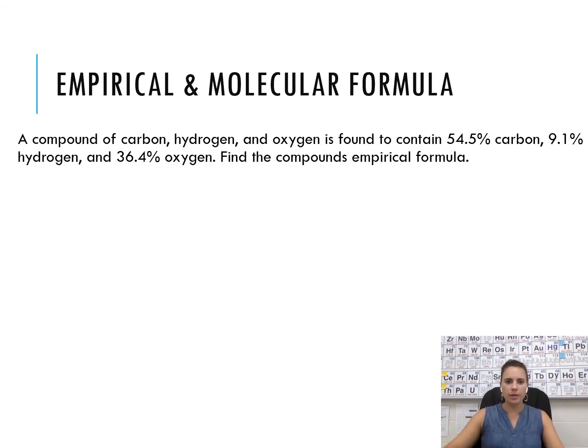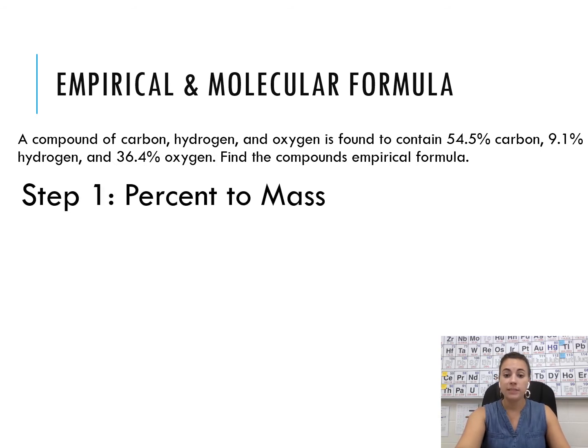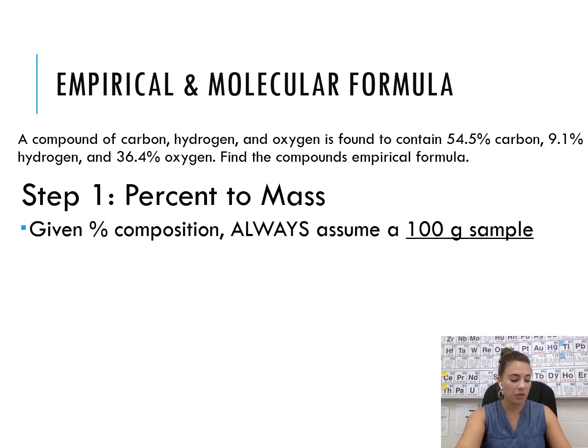A compound of carbon, hydrogen, and oxygen is found to contain 54.5% carbon, 9.1% hydrogen, and 36.4% oxygen. Find the compound's empirical formula. Step 1 is percent to mass. This is real easy, y'all. You literally swap the percent sign with a gram sign.